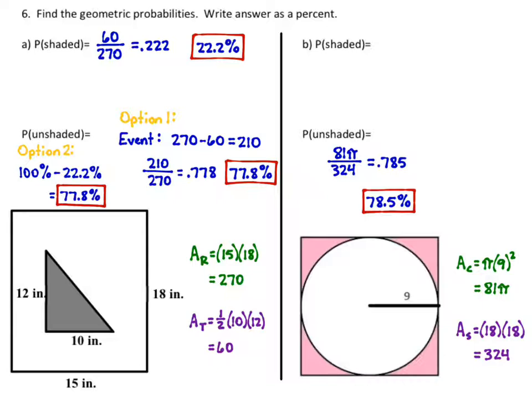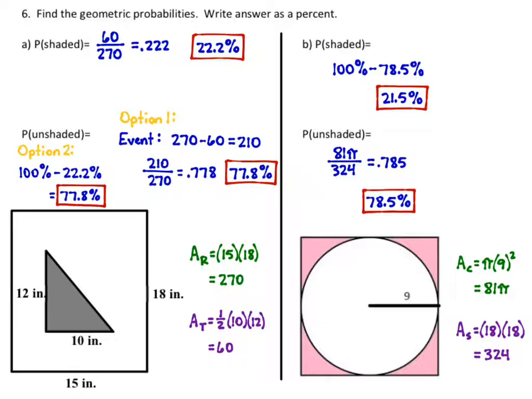We could do either option for finding the shaded region. We could subtract the 81 pi from 324 and then put that result over the 324, or we could just take our unshaded percentage and subtract that from 100, so we'd end up with 21.5%.